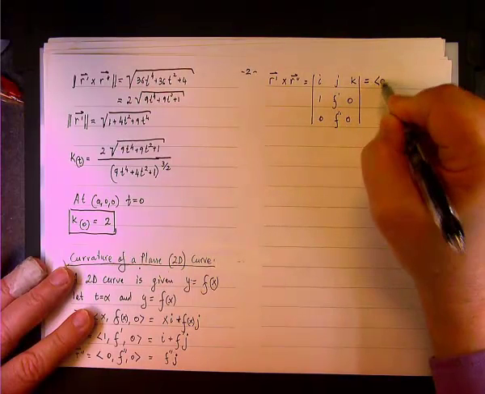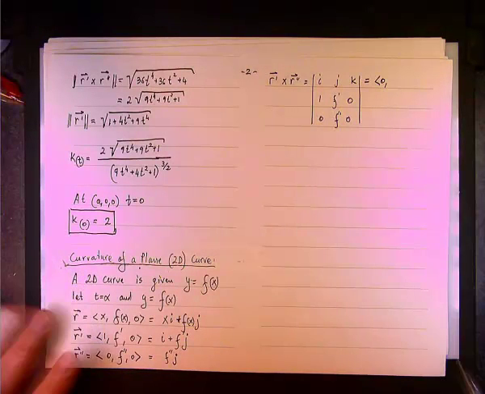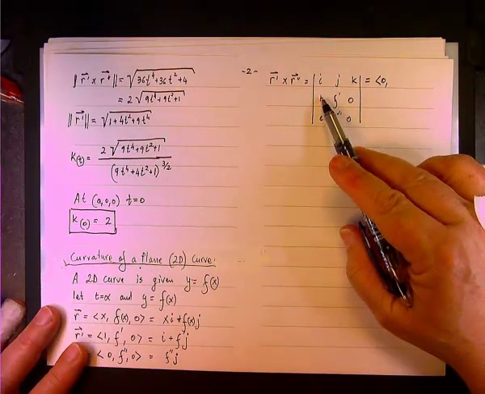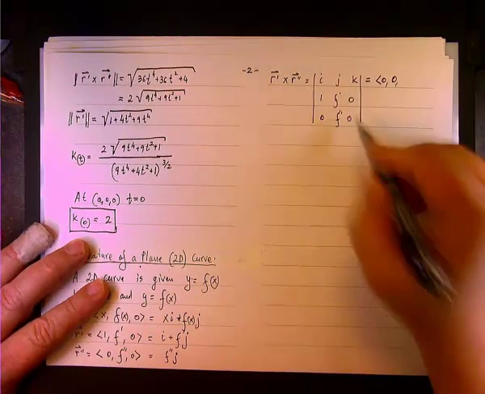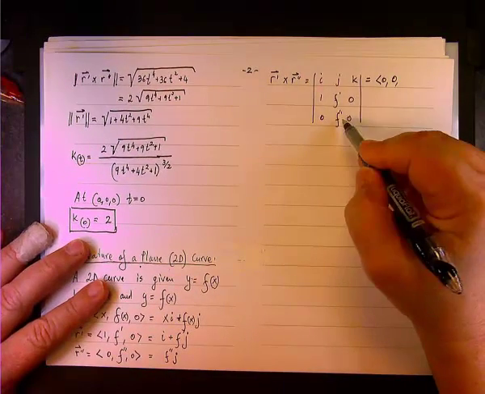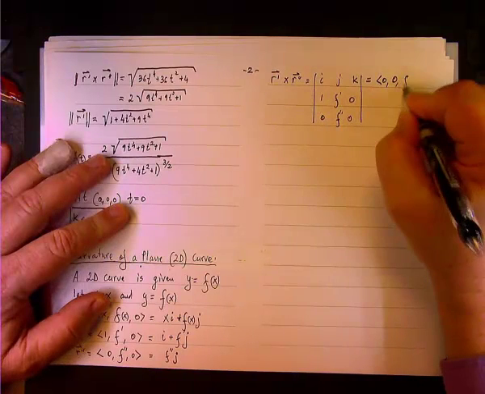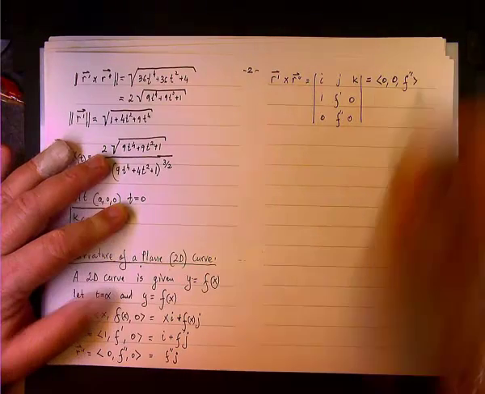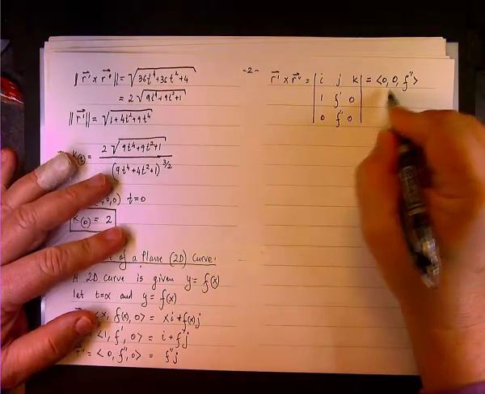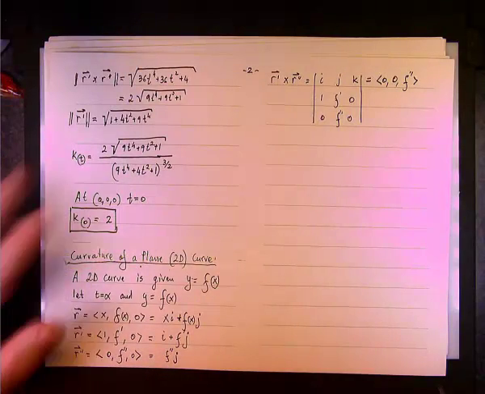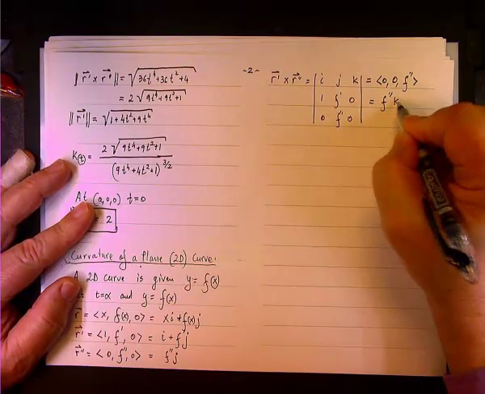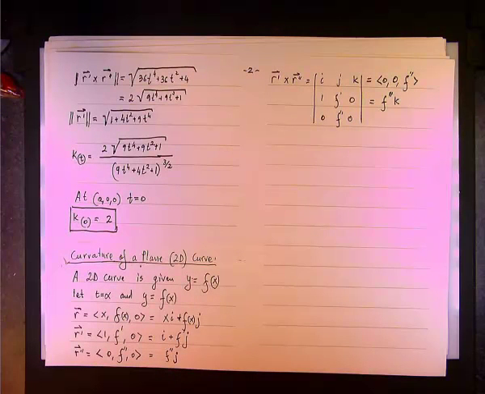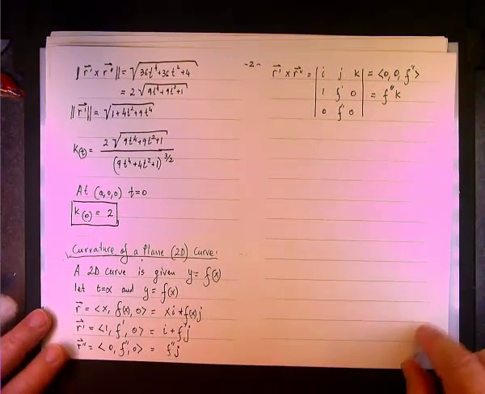Because if you look at the i component, you have f prime times 0 minus 0 times f double prime, so you have 0 on the i component. J component, negative 1 times 0 minus 0, so 0 j. K, you have 1 times f double prime minus 0. So the result of the cross product will be simply the component 0, 0, f double prime, or we can write it as f double prime k.